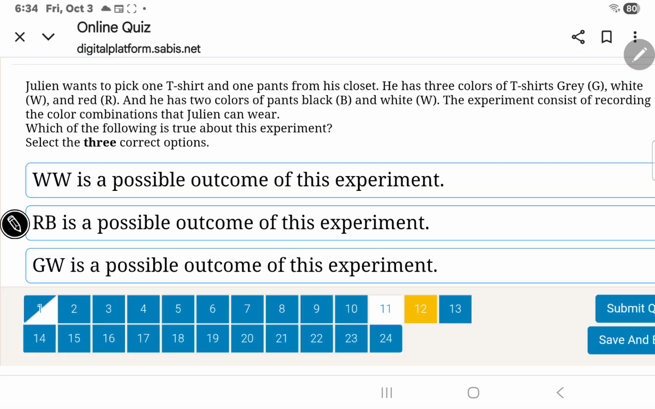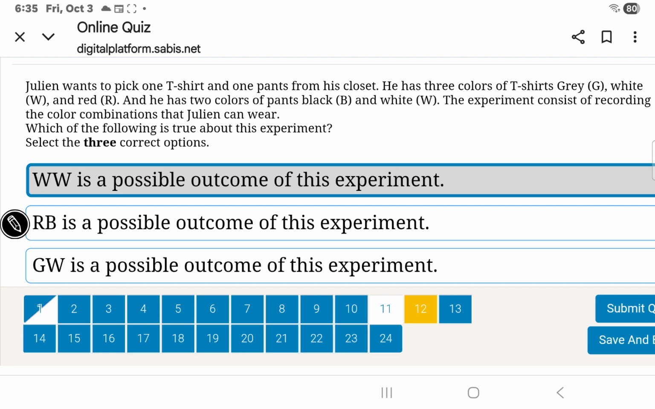Question number 12 now. Julian wants to pick one t-shirt and one pair of pants from the closet. He has 3 colors of t-shirts, gray, white, and red. And he has 2 colors of pants, black and white. The experiment consists of recording the color combination that Julian can wear. Which of the following is true about this experiment? Select 3 correct options. WW, which means white, is a possible outcome because yes, he can wear a white t-shirt and white pants. This is a correct option.